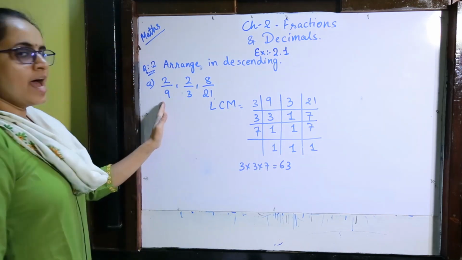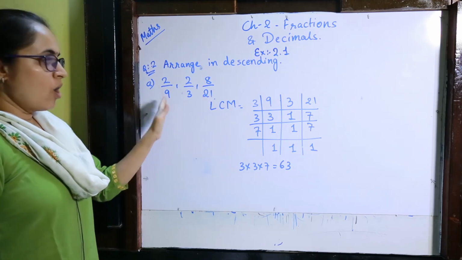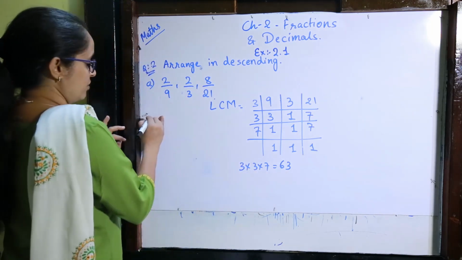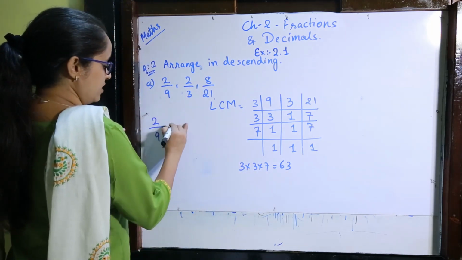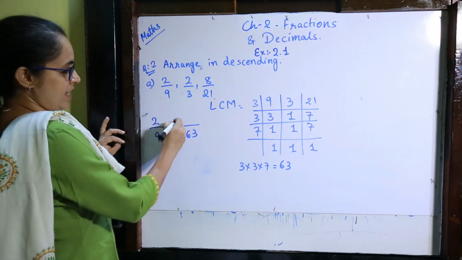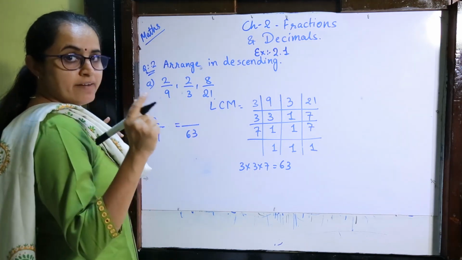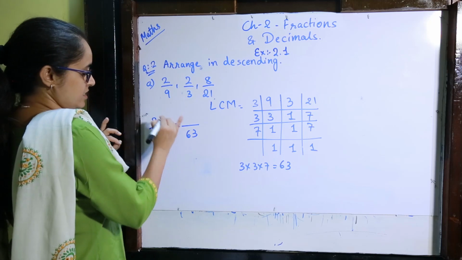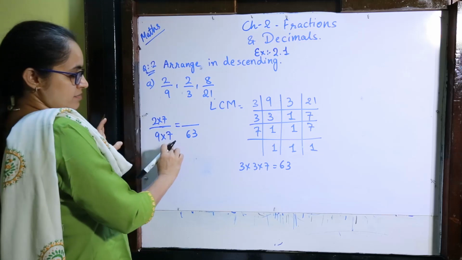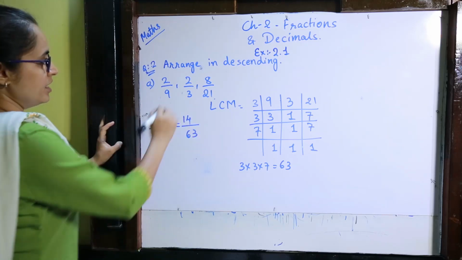Now you have to convert these three fractions such that all the denominators become 63. For that you have to multiply the numerator and denominator, suppose 2 upon 9. Multiply the denominator by the number that gives 63 in the table of 9. So 9 7s are 63. So multiply the numerator also by 7. So 9 7s are 63, 2 7s are 14. We got one fraction.